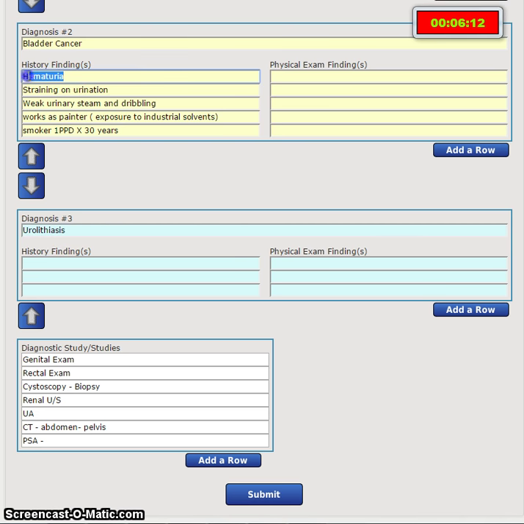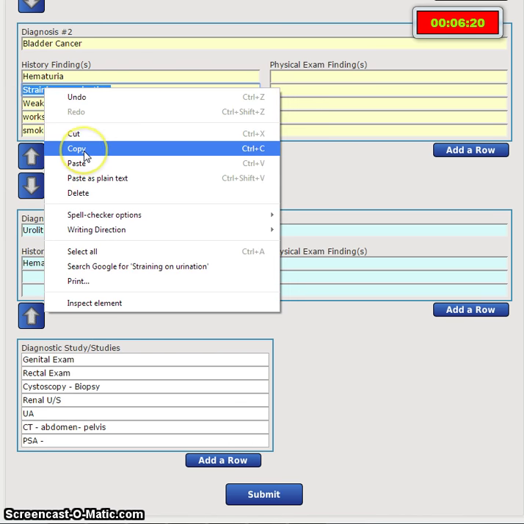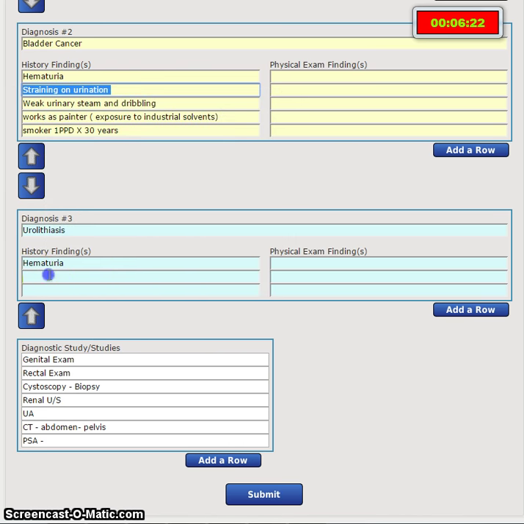What is the supportive? Hematuria, copy, paste, stringy urination also can be one of the attributes of the urolithiasis. Another more important cause, the costovertebral angle tenderness would be relevant.